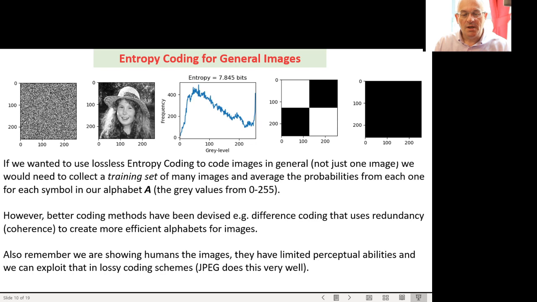But at the end of the day, you're also showing humans the images, and remember, we've got limited perceptual abilities, and you can exploit that. JPEG and MPEG do this extremely well. Through experiments, and I was on the MPEG coding committees for several meetings a number of years ago now, they run very rigorous trials to see what they can leave out of images that people won't notice. And the best algorithms, the best approaches, win and end up in the standard.